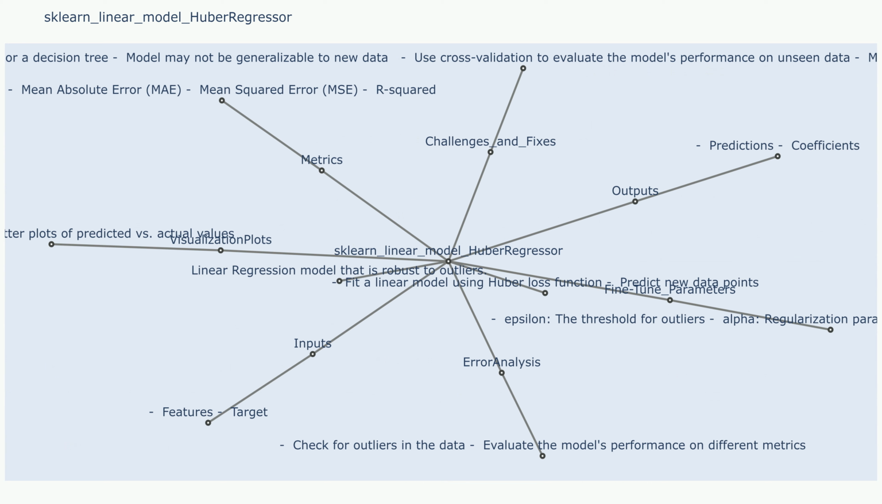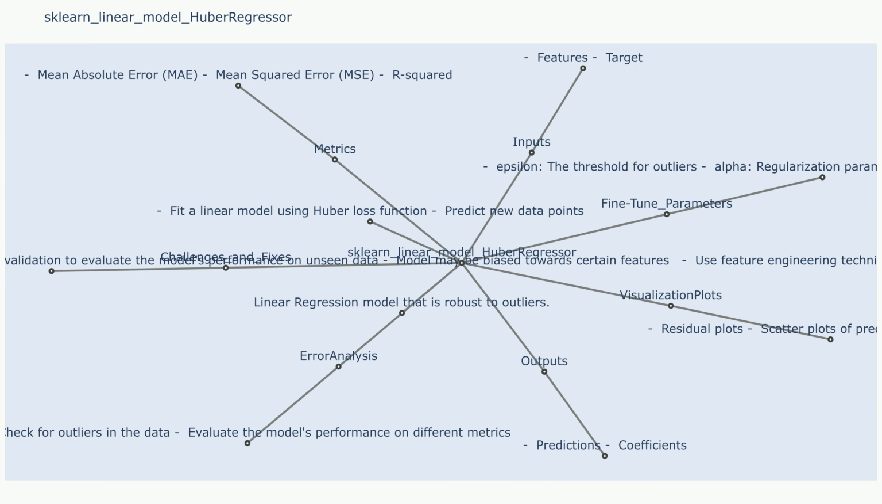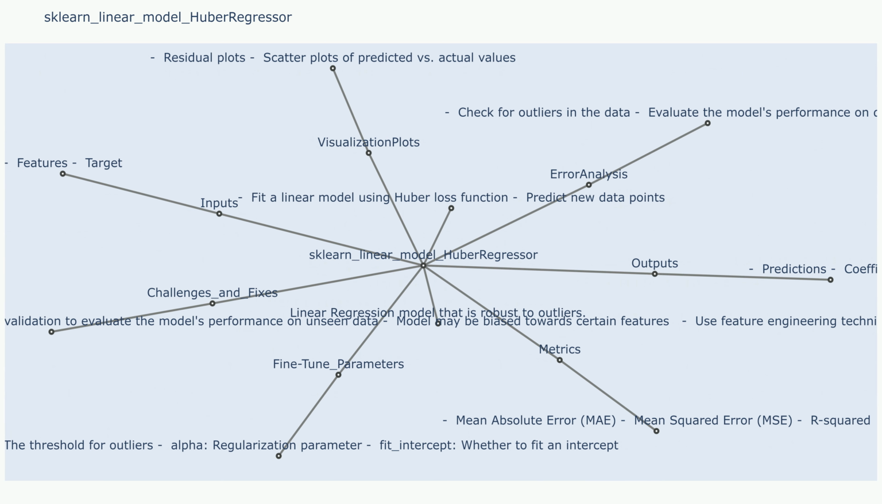Challenge 1. The HuberRegressor can be sensitive to the choice of the epsilon parameter. Sample use case that resulted in challenge 1. If epsilon is too small, the model may not be robust enough to outliers. If it is too large, the model may not be able to fit the data well. Fixes to challenge 1. The epsilon parameter can be tuned using cross-validation to find the optimal value.